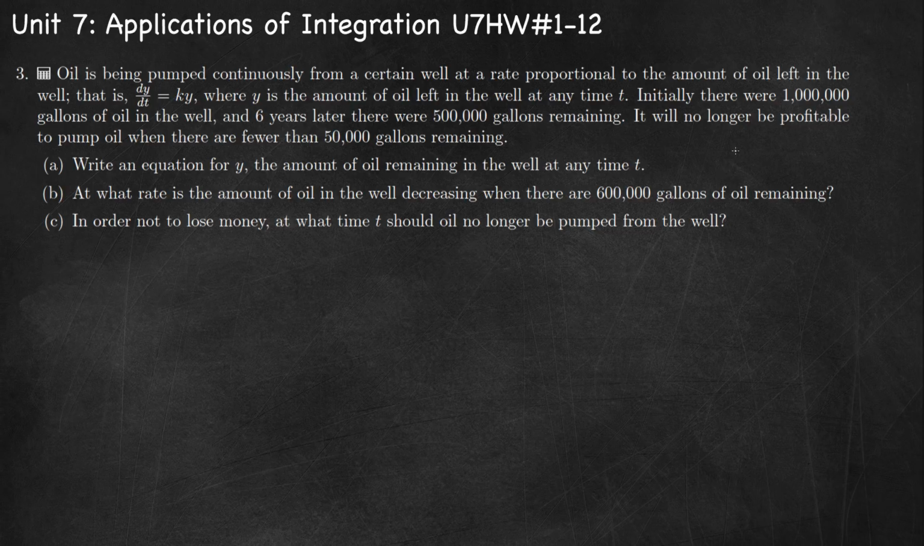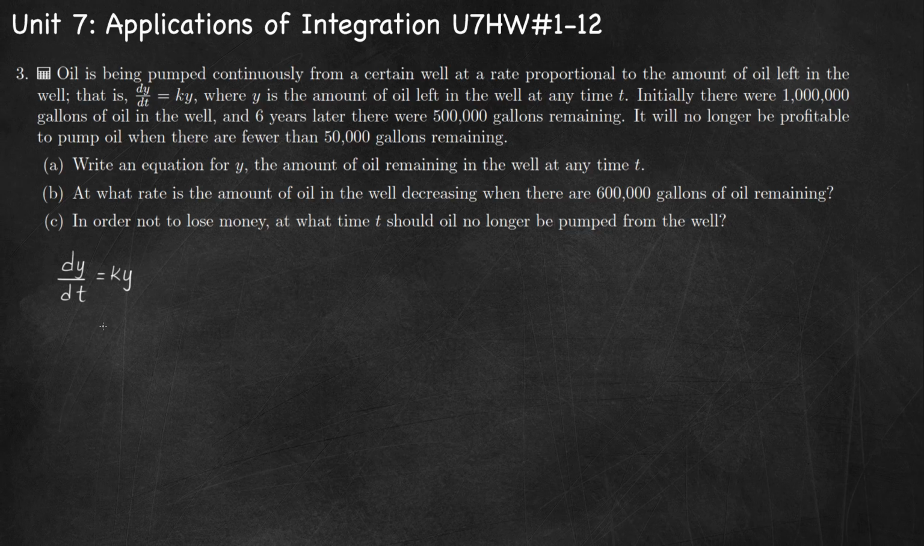So part A wants us to write an equation for y, the amount of oil remaining in the well at any time t. We know the equation for the derivative of y with respect to t: dy/dt equals k times y. And we want to come up with an equation in the form of y equals. So we have to solve this differential equation.